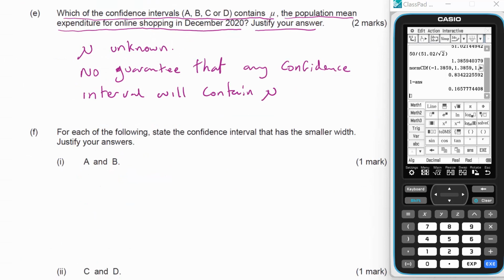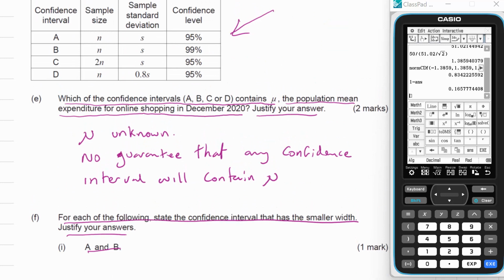For each of the following, state the confidence interval that has the smaller width and justify your answers. So we're judging between A and B to start with. They have the same sample size, the same standard deviation, but the confidence level is less for A, and that means it will be narrower. A greater confidence means a wider interval. So that is going to be A, and that's lower confidence.